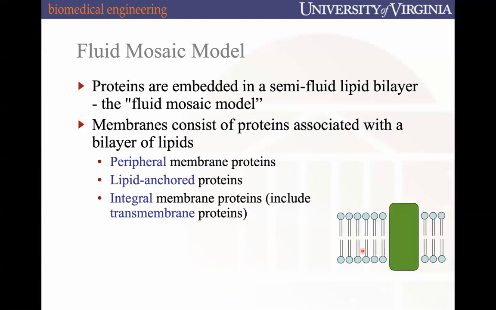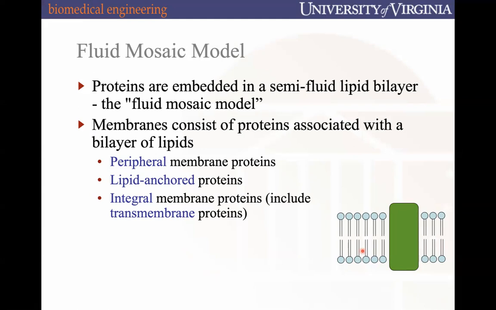So does anyone have any thoughts about what kinds of amino acids would be on the interior of these transmembrane proteins? Would they be hydrophilic or hydrophobic? Hydrophobic, yeah. Feel free to speak up or raise your hand, whichever you feel more comfortable with.